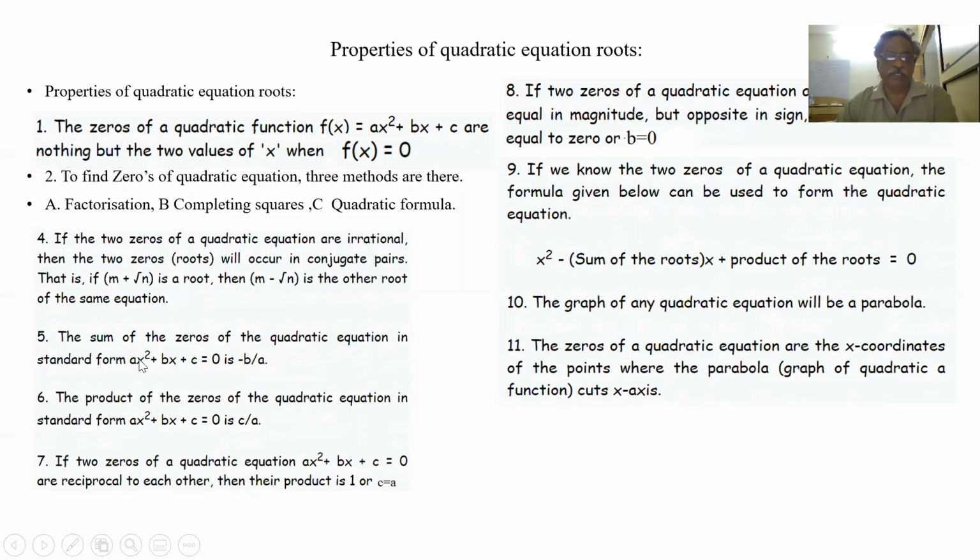The sum of the zeros of the equation is minus b by a. The product is c by a. And we know if two zeros of a function are reciprocal to each other.